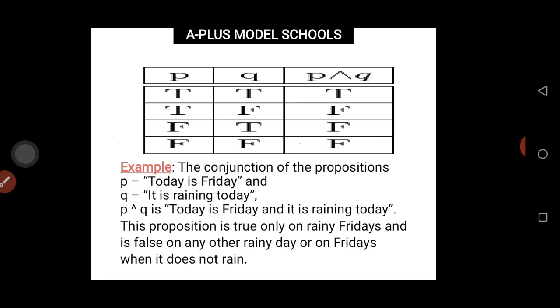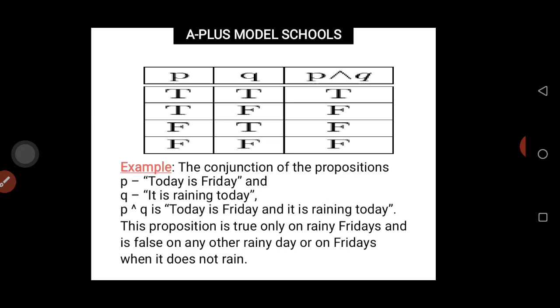Likewise, if P is false, Q is false. So P and Q will also be false since they are not satisfying the rule. For instance, the conjunction of the proposition P, today is Friday, and Q, it is raining today.